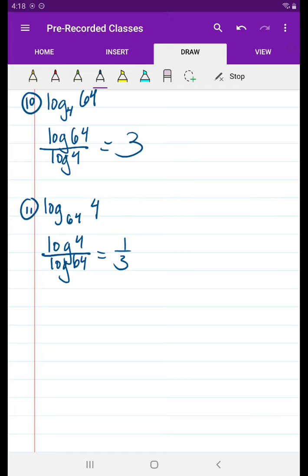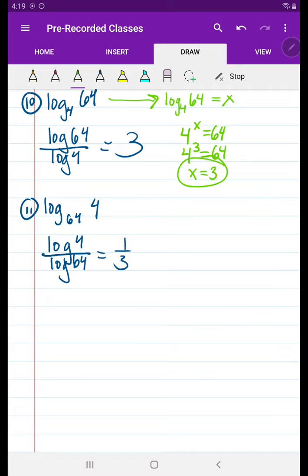For number 10, if you don't want to do it in your calculator, you could take this log base 4 of 64, set it equal to x, and then you can convert that to exponential form. So if you convert that to exponential form, you'll have 4 raised to the x is 64. So then at this point, you have to ask yourself, what power of 4 gives us 64? And hopefully you remember that 4 to the 3rd is 64. And so then in that case, you would just say x equals 3, and that's another way to get your answer.